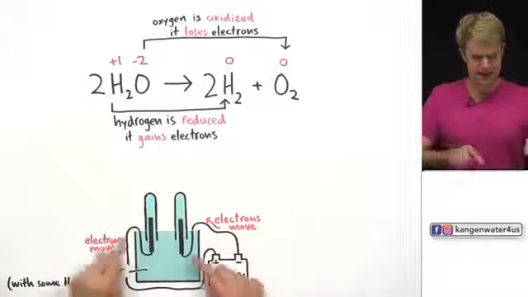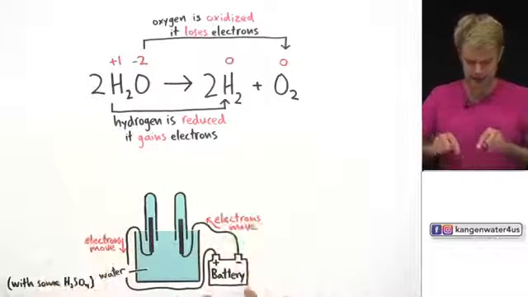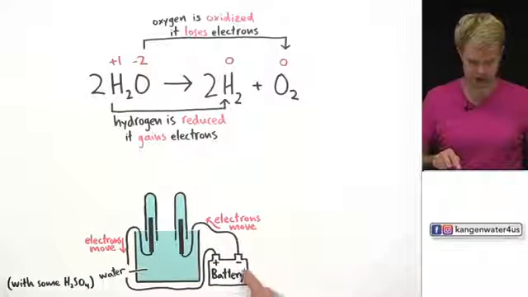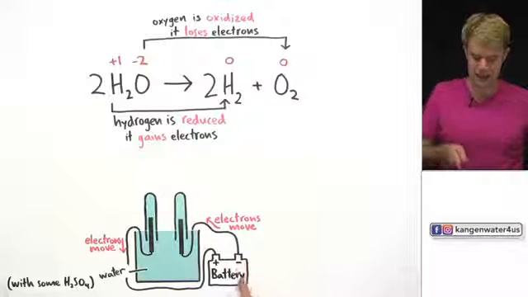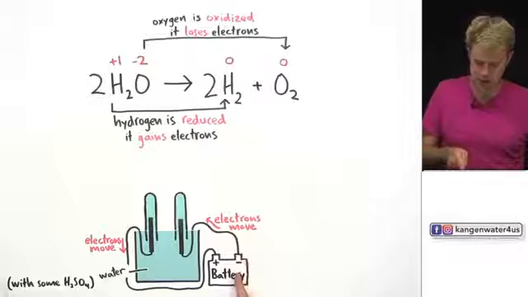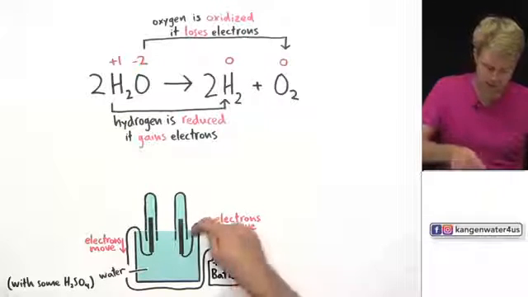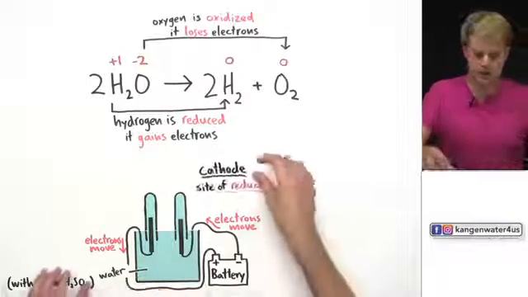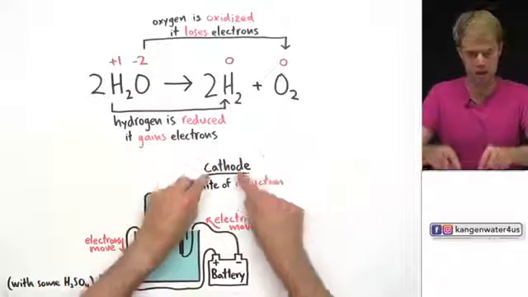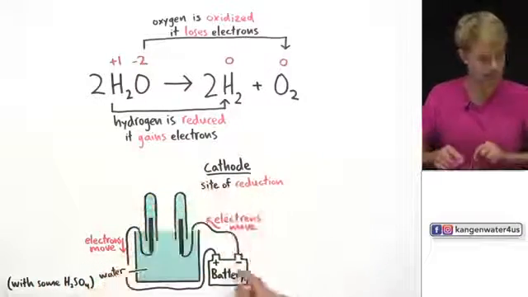Okay, now let's look at how these electrodes here are connected to the battery. This electrode here is hooked up to the negative side of the battery. So electrons, as you can see here, are moving out of the negative side and they're being pushed into this electrode. So that means that this is the cathode. It's the site of reduction.